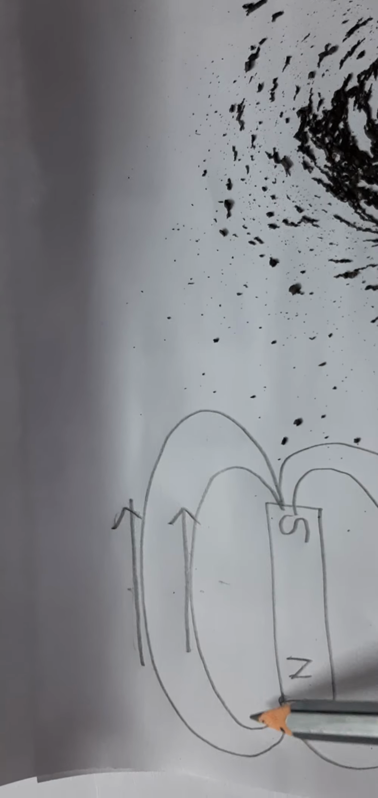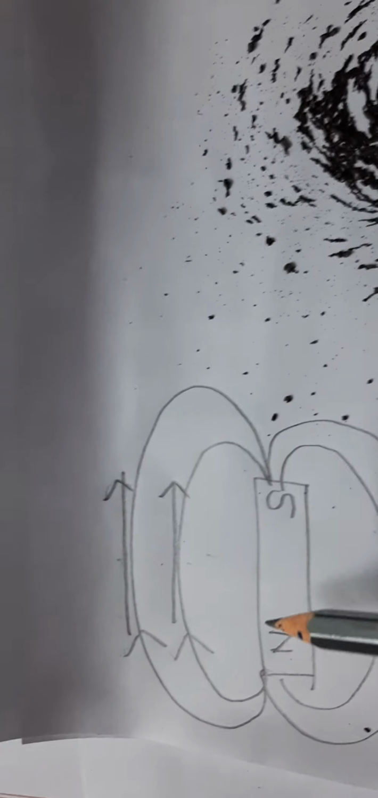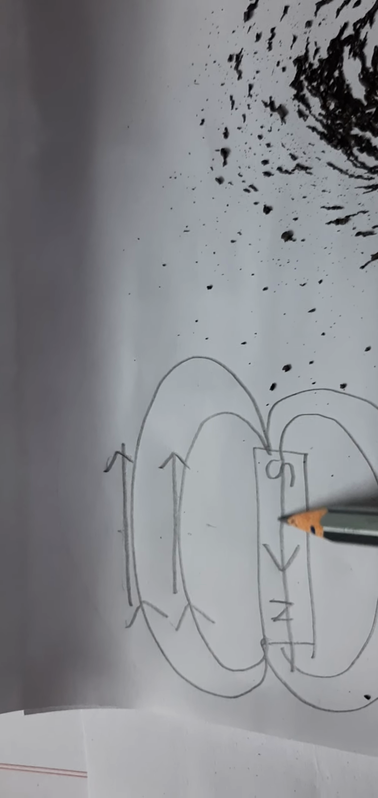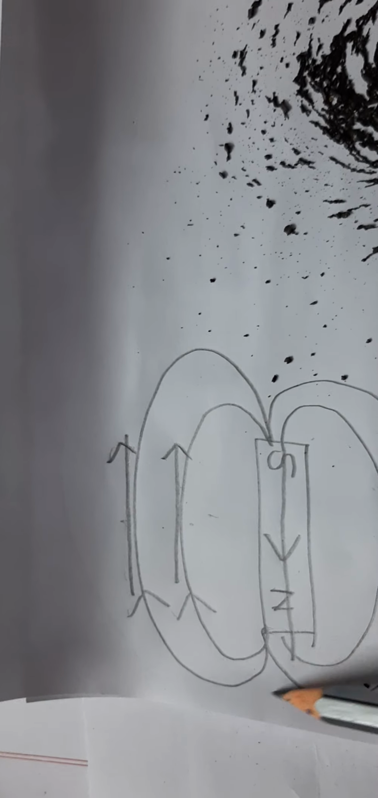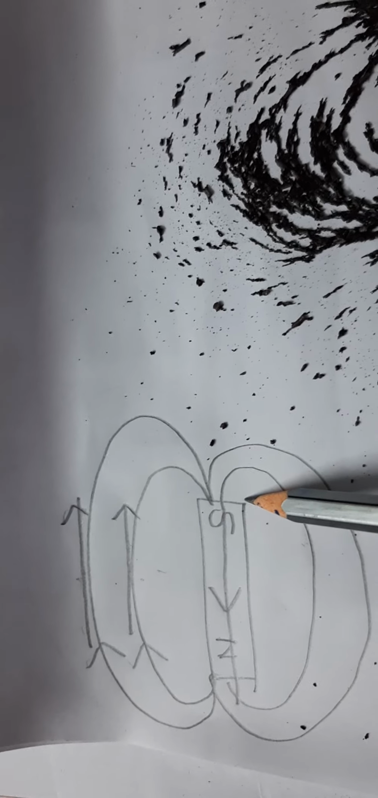Okay, that is when they run. See here, look here. The direction is from north to south, outside, right? I have marked it with an arrow. But inside it runs from south to north, because it comes like this. So inside the magnet, the direction is from south to north, but outside it lies from north to south.